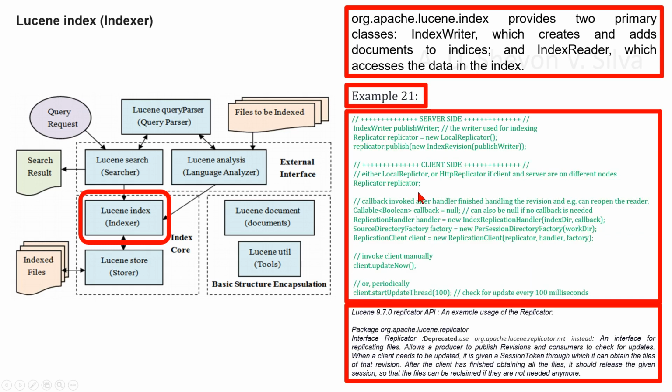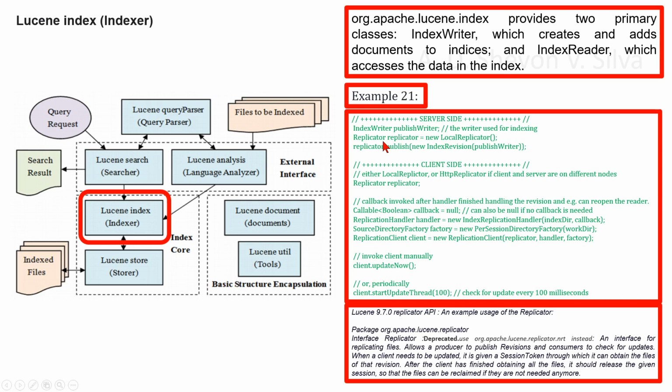Now we are considering the Lucene 9.7.0 replicator API. The package provides index files replication capabilities. Here is an example usage of the replicator. The interface Replicator is in package org.apache.lucene.replicator, deprecated. Use lucene.replicator.nrt instead. An interface for replicating files allows a producer to publish revisions and consumers to check for updates when the client needs to be updated.